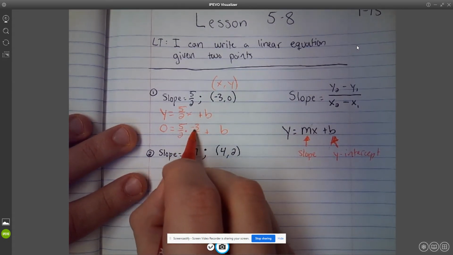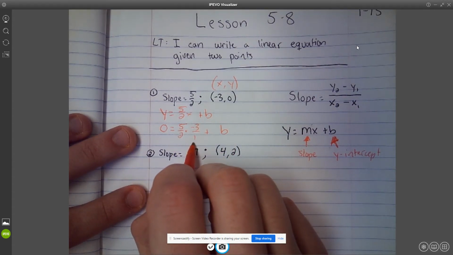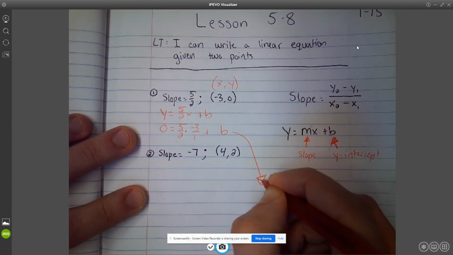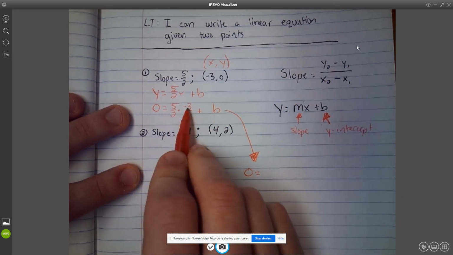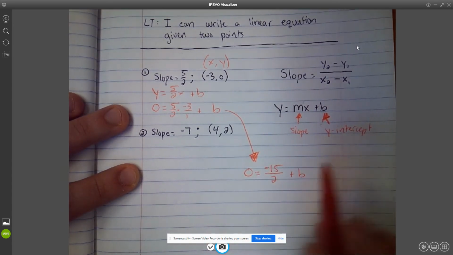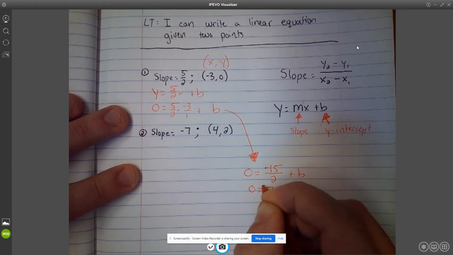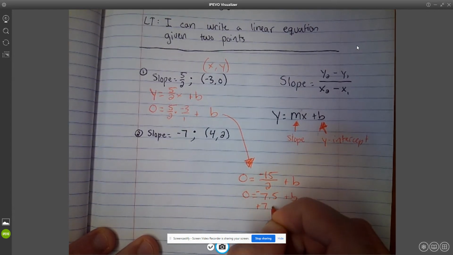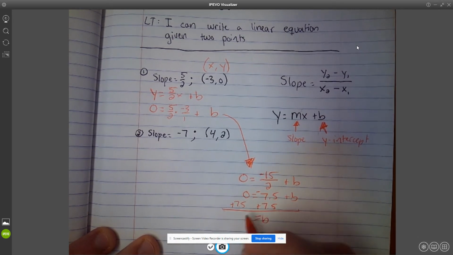Here we got 5 times 3 is 15 over 2. So 15 divided by 2 would be 7.5. So let me rewrite this. 0 equals -15 over 2, plus b. 15 divided by 2 would be 7.5. So 0 equals -7.5 plus b. We have -7.5, so we have to add 7.5. Do it to one side, do it to the other. Plus 7.5. b is equal to 7.5.